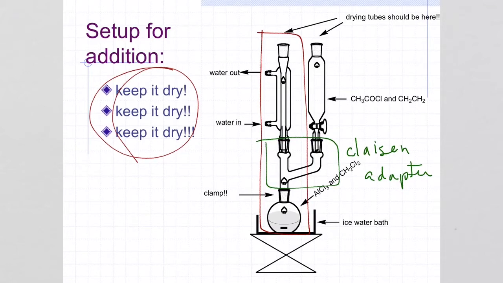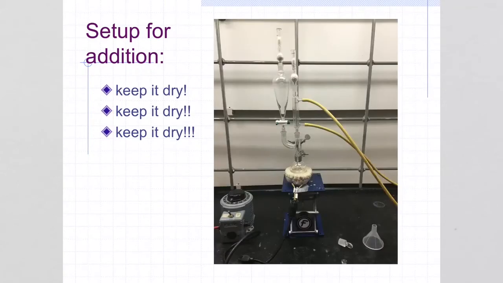And the reason that we need that is because as this reaction mixture is reacting, we need to be able to add some reagents to it dropwise. Here's an example of what the apparatus is going to look like in real life.